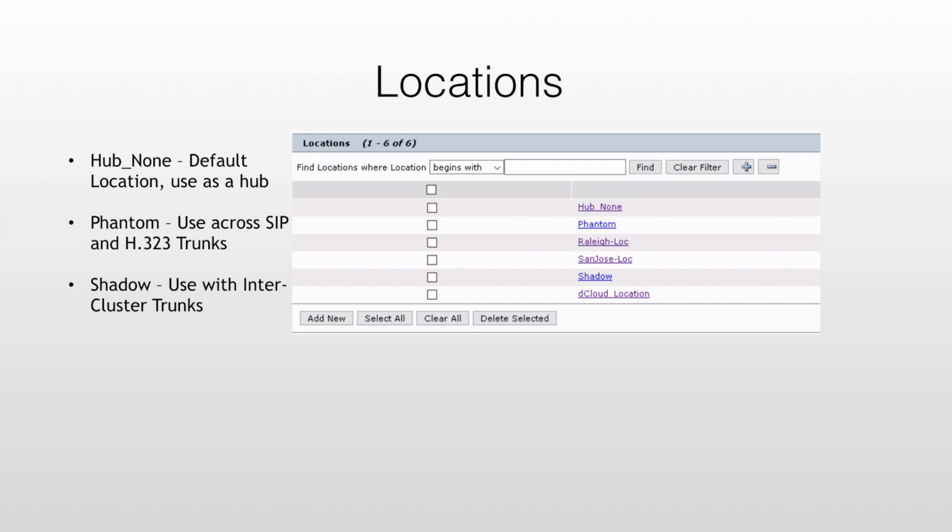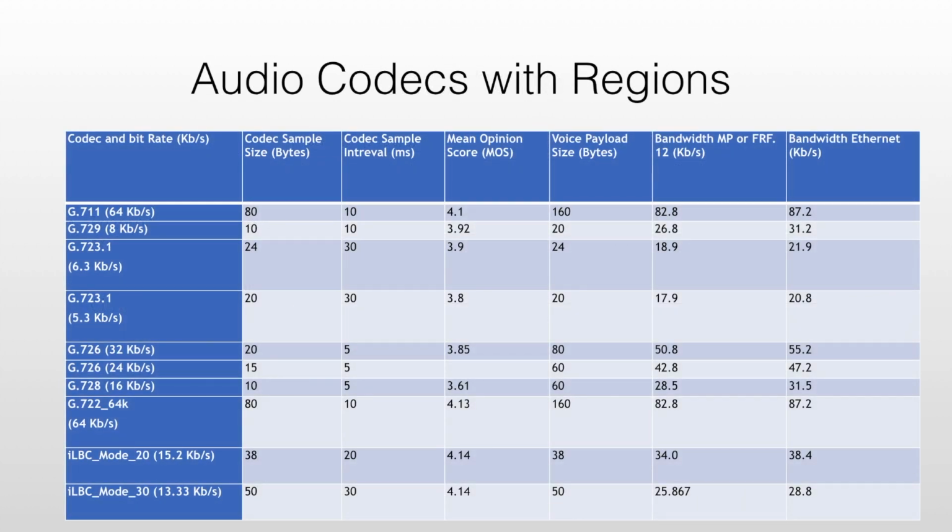Now, audio is pretty easy to calculate. And in fact, you could just look at that table that I showed you earlier, the one showing audio codecs for regions. You could even use these totals to figure your audio. But video is a bit trickier.